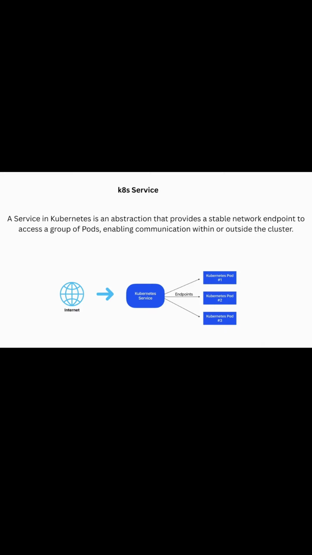Hello all. So in today's tutorial, we'll be learning more about the Kubernetes service, what it is. So Kubernetes service is an abstraction which provides a stable network endpoint for the users or maybe other services, from where, with the help of the URL, you can access the application.